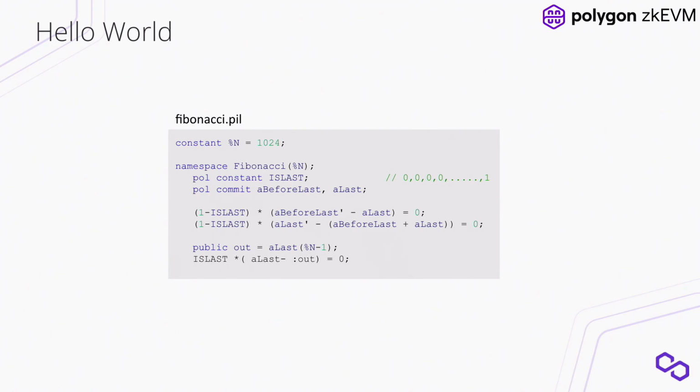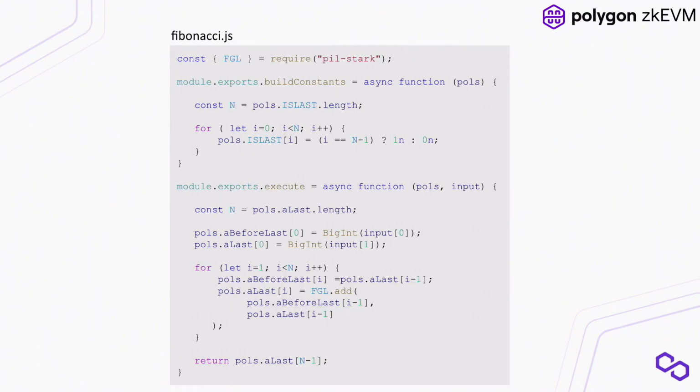What else do we need in order to build that? Well, we need a piece of code. Actually, we need two more things. One thing that we need is to build these pre-processed polynomials, these constant polynomials. In this case, it would be code something like that.